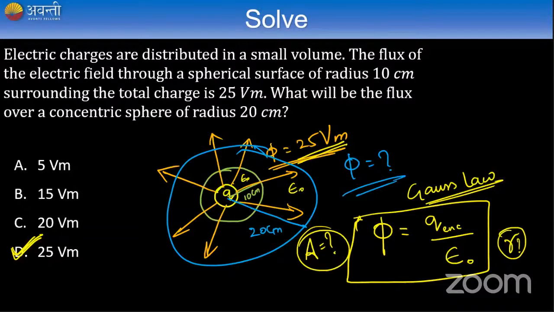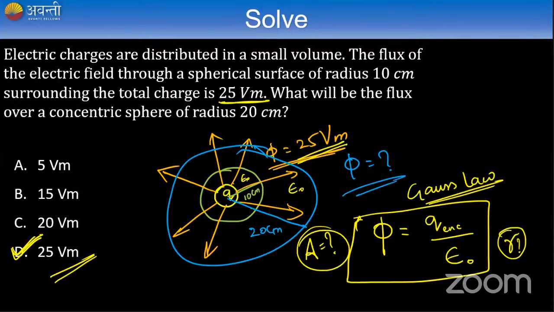The permittivity of the material inside this 10 centimeter radius sphere and the permittivity of material inside the 20 centimeters radius sphere, if both are same, then if I am keeping the same charge Q, then the flux will be given as Q enclosed by epsilon naught for both the cases. In first case it will be Q enclosed by epsilon naught, that will be 25 volt meter. In second case also it will be Q enclosed by epsilon naught, that will also be 25 volt meter. So that's why my answer is 25 volt meter.